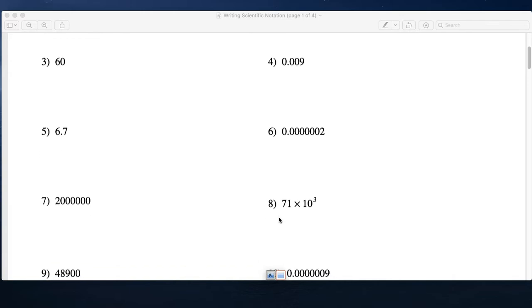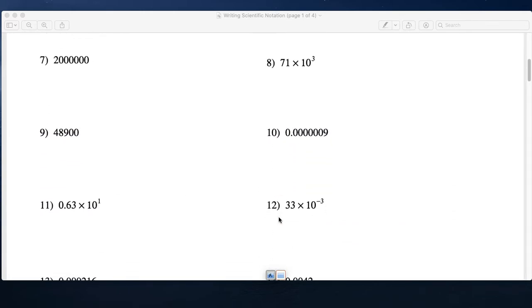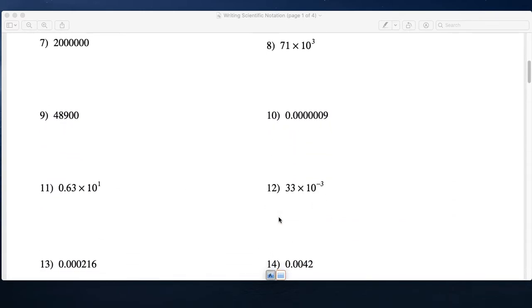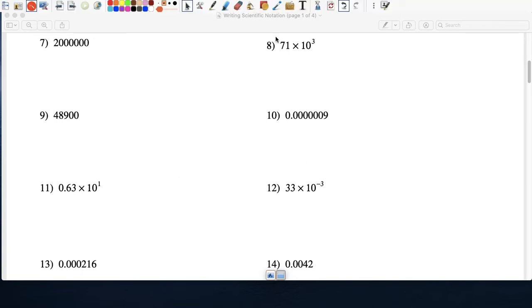Okay. Is that it? No. 8, 10, and 12, and 14. Okay, so that's definitely not in scientific notation, right? So we got changes in scientific notation.